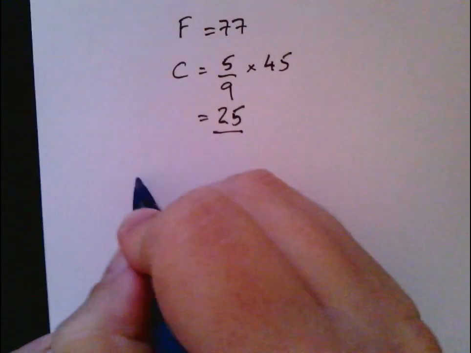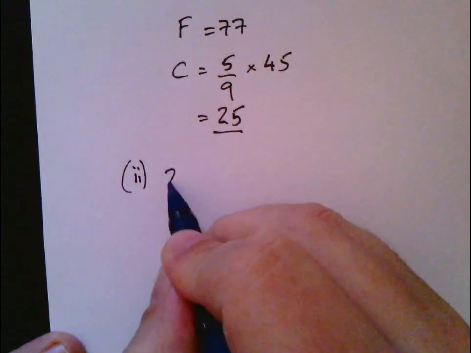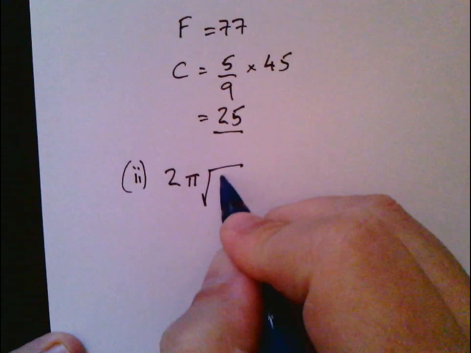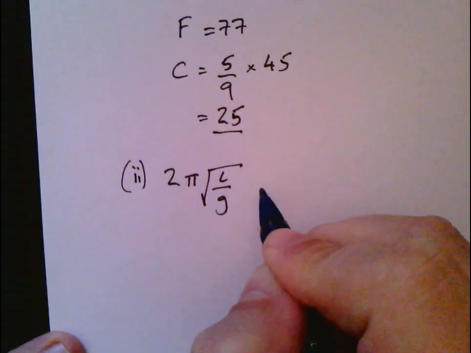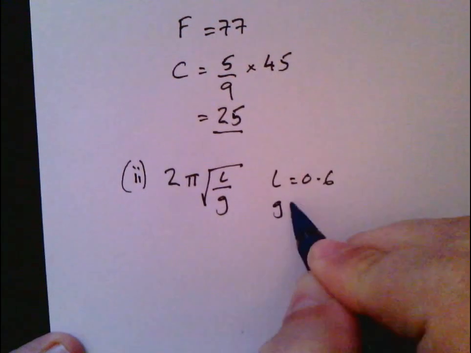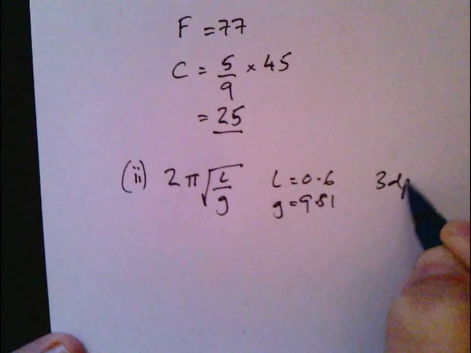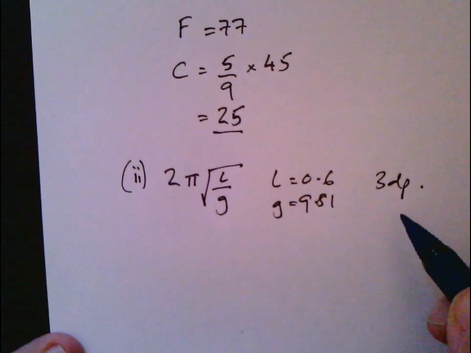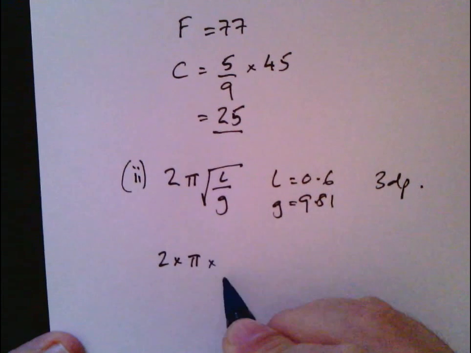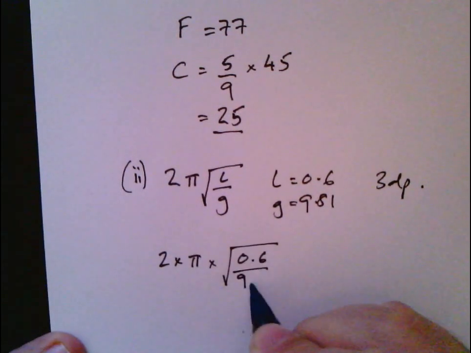Next question, part 2. Value of 2 pi times the square root of L over G when L equals 0.6 and G equals 9.81, and then we move it to 3 decimal places. Okay, so we've got 2 times pi times the square root of 0.6 over 9.81.